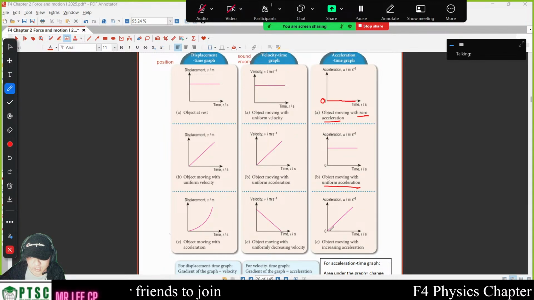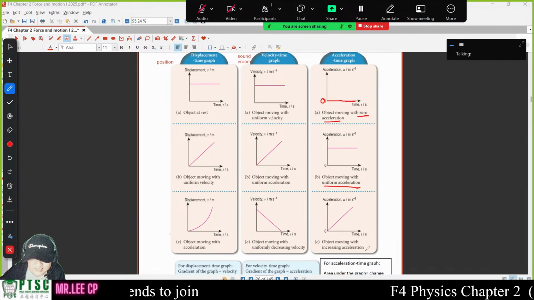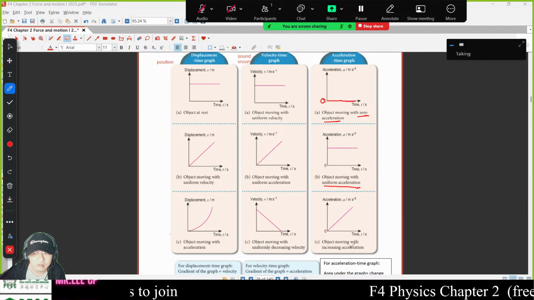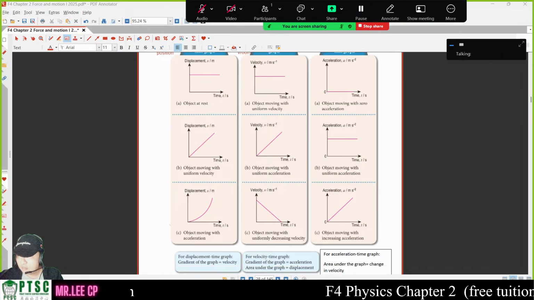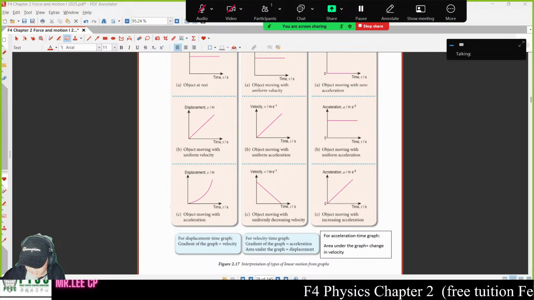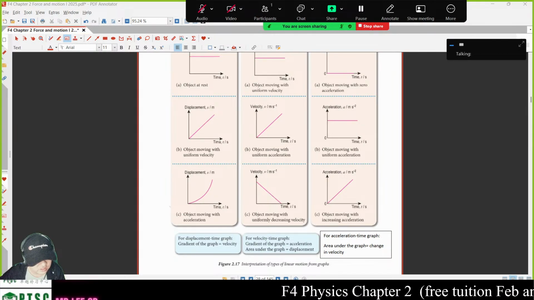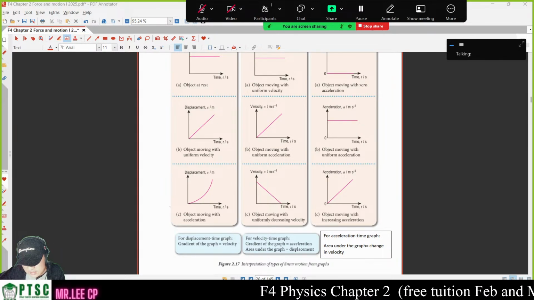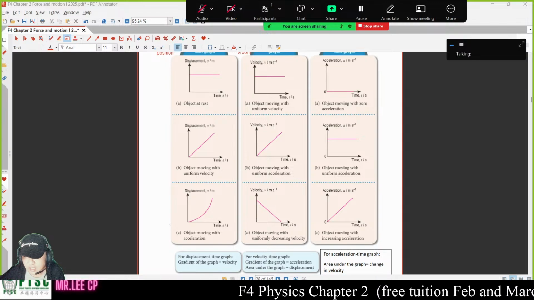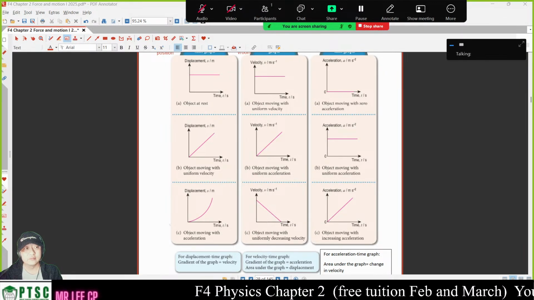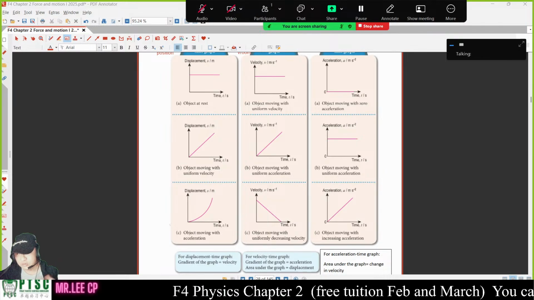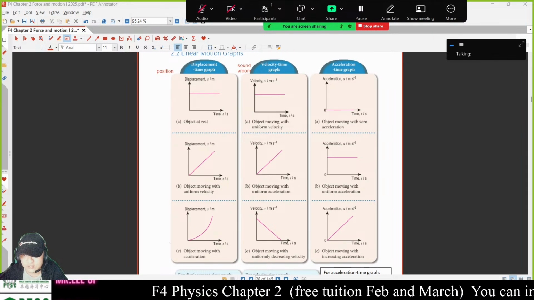Okay, so this one is acceleration is increasing uniformly. This one not so important, but if you want to find the area under the graph, it is velocity. Now, if you find the gradient, no need, right? No need. Now, how to memorize? I'll tell you how to memorize, and I want to add in one thing here.